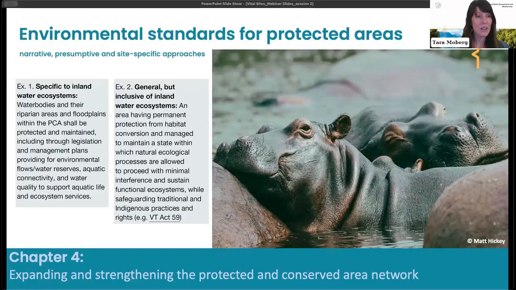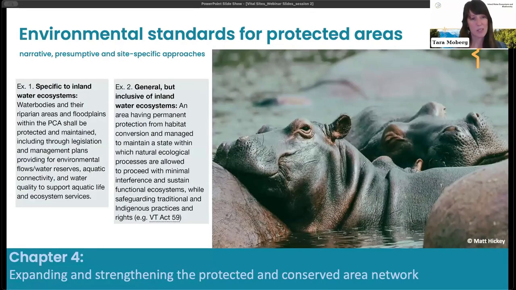Two examples here. One is specific to inland water ecosystems, and you see in the definition includes the provision of environmental flows, aquatic connectivity, and water quality with the goal of supporting aquatic life and ecosystem services. The second example is more general, but it includes language that considers inland water ecosystems by defining the goals in terms of habitat maintenance and the maintenance of ecological processes. It is inclusive of inland water ecosystems, as opposed to some more conventional language that may focus on land protection and vegetation protection. It includes processes and habitat.